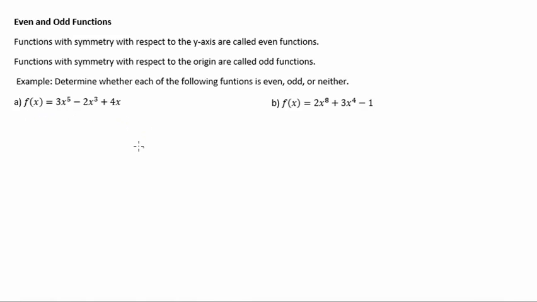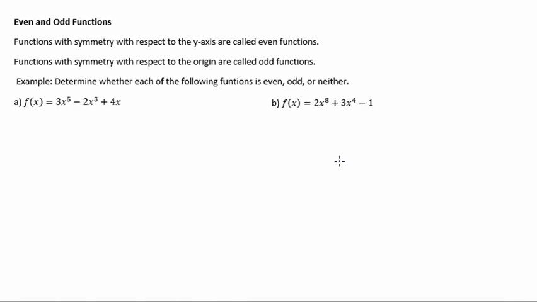Even and odd functions. Functions with symmetry with respect to the y-axis are called even functions. Functions with symmetry with respect to the origin are called odd functions. Notice that we're not talking here anymore about x-axis symmetry, because anything with x-axis symmetry cannot be a function because it automatically will not pass the vertical line test.